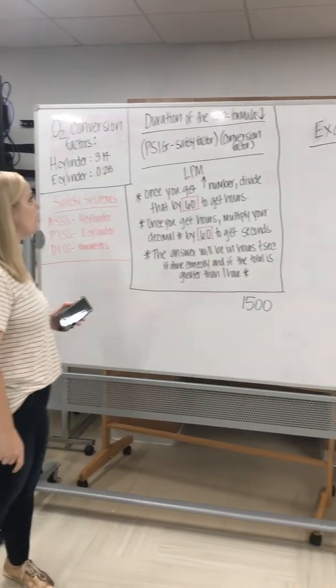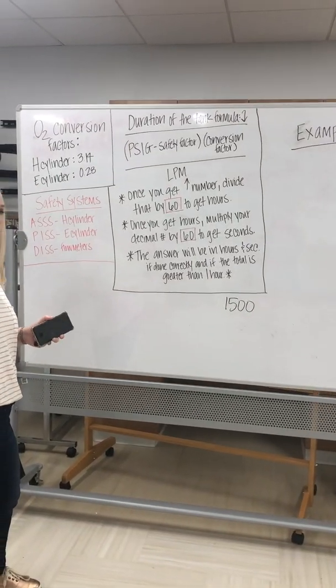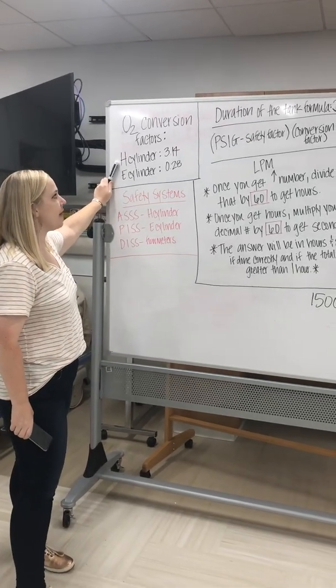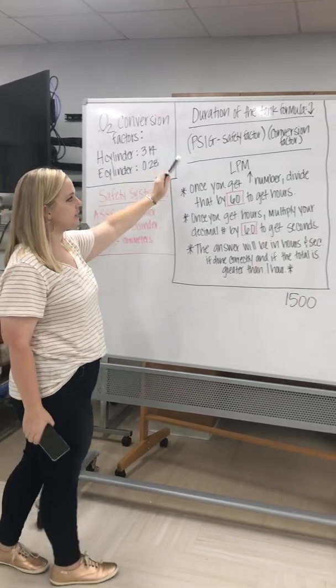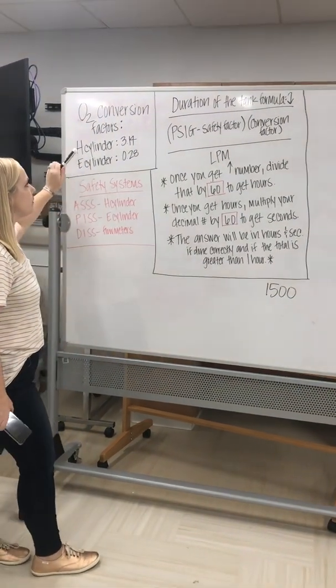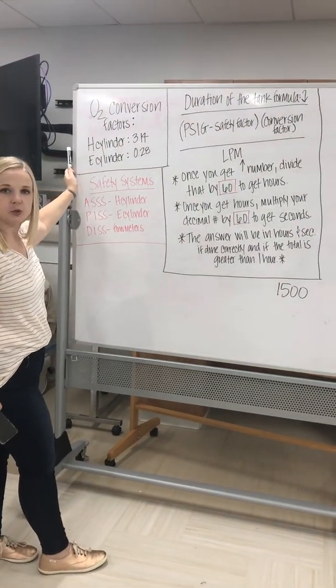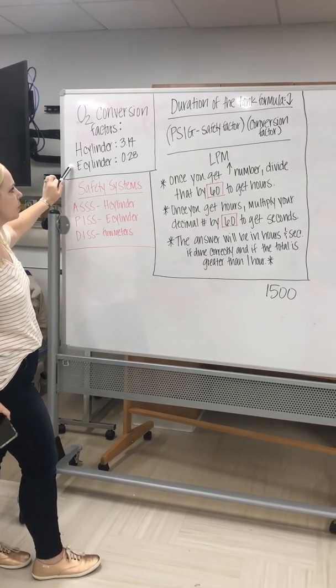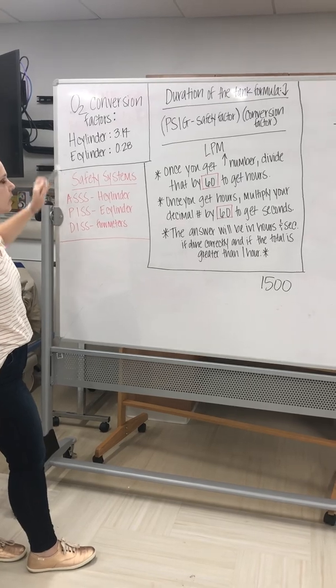Hey guys, so last part of this lab, I talked to you guys earlier about your O2 tank conversion factors. These come in handy with this calculation and this formula that you're going to be using in a few minutes. So you need to remember this for the rest of the time that you're in the program and beyond. 3.14 for your H cylinder and 0.28 for your E cylinder.